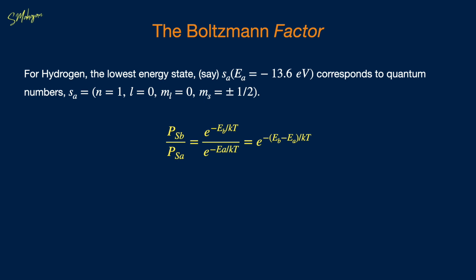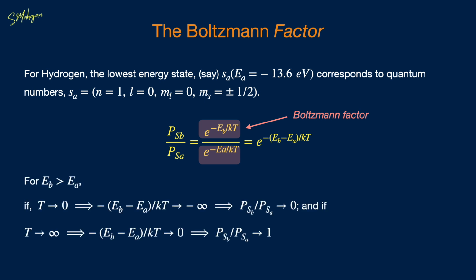Here, T is the temperature of the system, and the exponential term e to the power minus delta E by kT is known as the Boltzmann factor. The Boltzmann factor is critical for the study of statistical mechanics. For instance, if EB is greater than EA, that is, the energy of state SB is greater than the state SA, notice that the thermal energy kT decreases towards zero as temperature decreases. And hence the quantity minus delta E by kT tends to minus infinity, and so the ratio of probabilities tends to zero. This is expected if there is not much thermal energy present in the system to raise the electrons to higher energy orbitals.